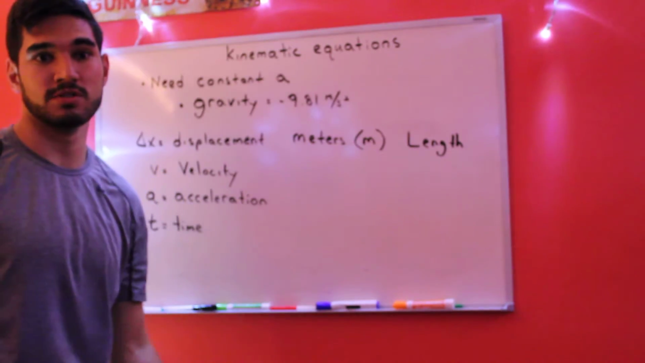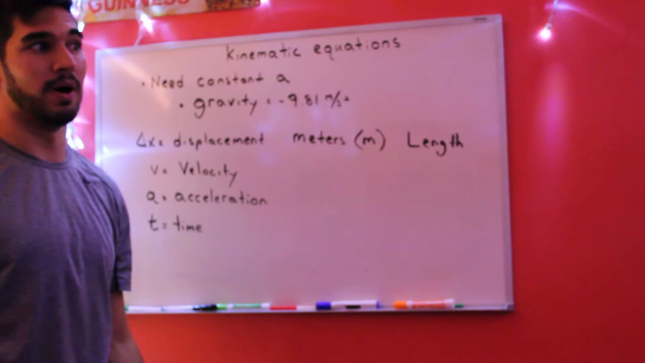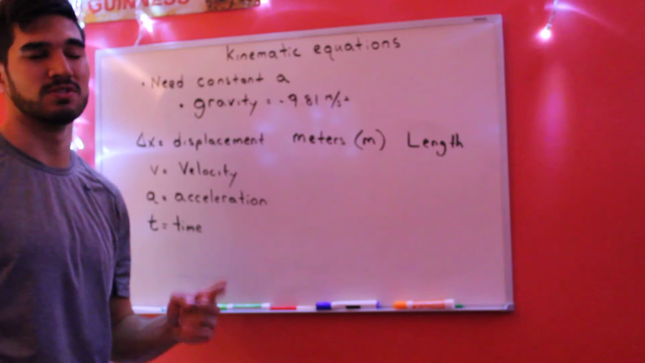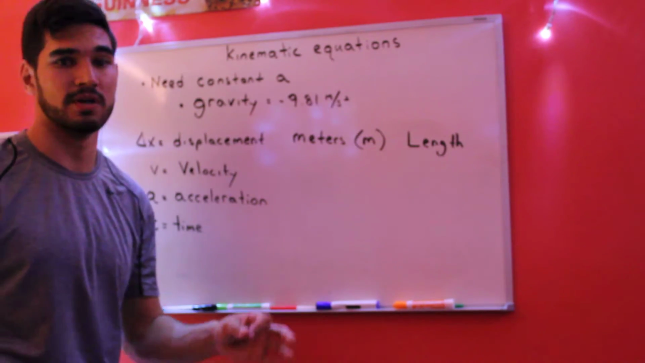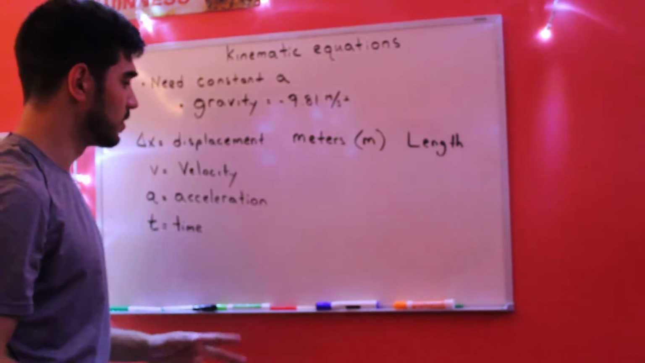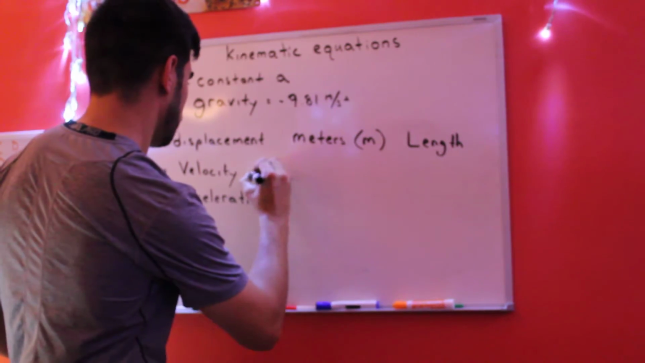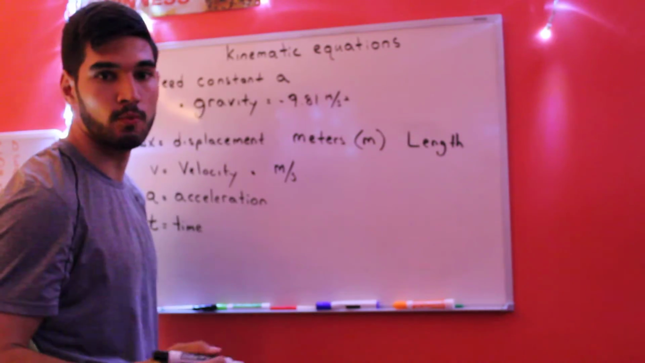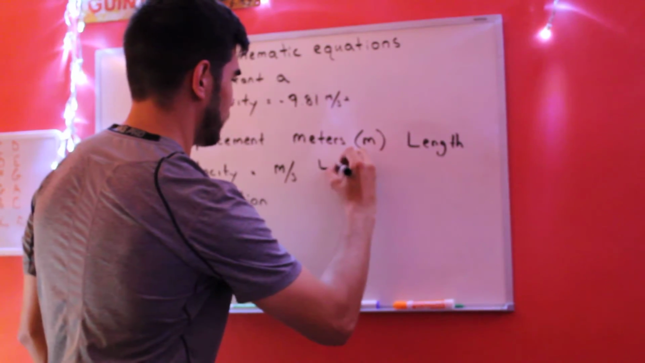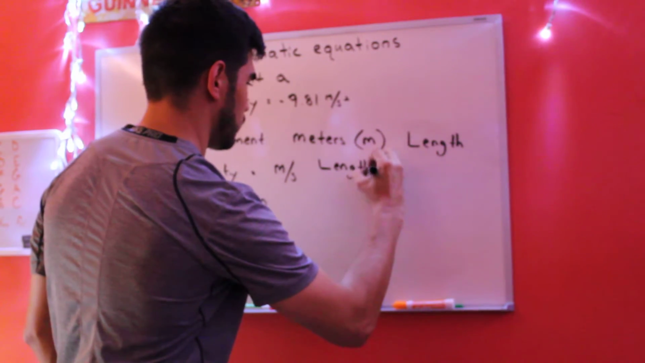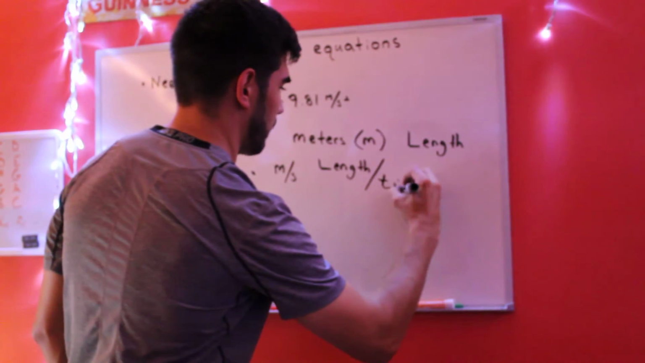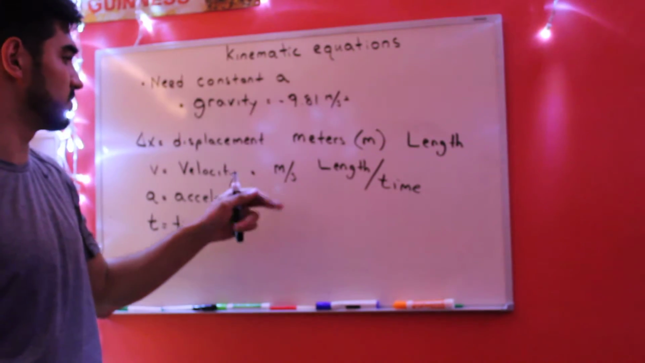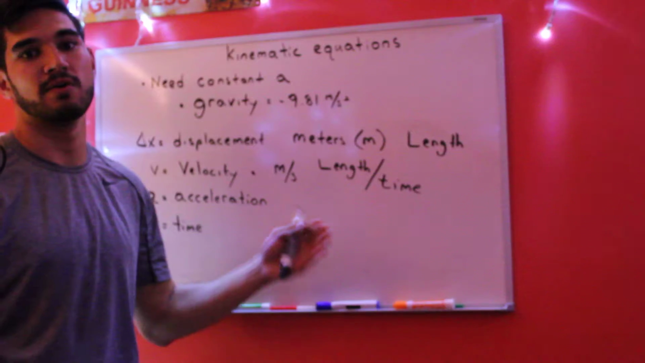Sometimes I'll put it in miles, sometimes I'll put it in kilometers. I could even get real weird and put it in fathoms, I think. Actually, no, I think fathoms is a unit of depth. Anyway, you can express it as a unit of length. Then we have velocity, which is meters per second, or more specifically, a unit of length divided by a unit of time. When we look at velocity, we're expressing our displacement divided by our time.